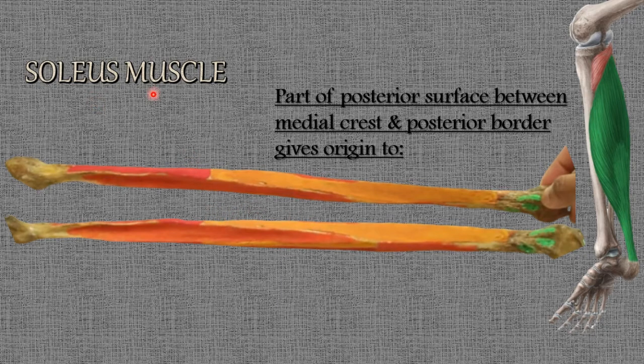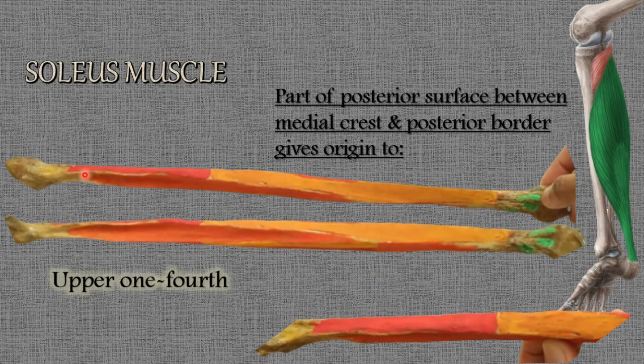Now the soleus muscle takes origin from the upper 1/4. This is the upper 1/4 of the part of the posterior surface between the medial crest and posterior border. So that is the flattened one. This is the flattened one and this is the grooved one. So the flattened part, which is between the medial crest and posterior border, its upper 1/4 gives origin to the soleus muscle.